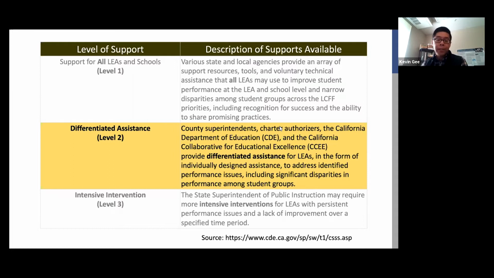In terms of who provides differentiated assistance, it can come through county superintendents, charter authorizers, the CDE, as well as the California Collaborative on Educational Excellence.